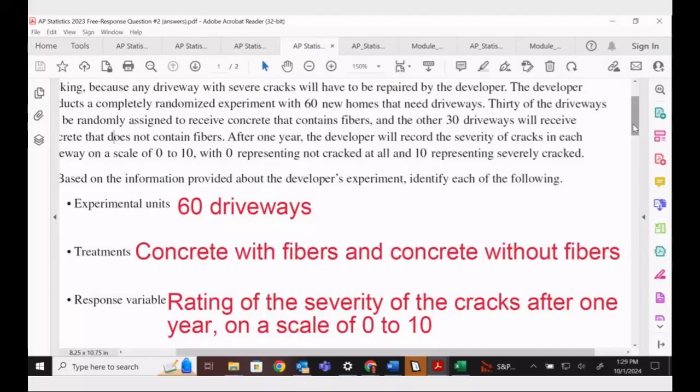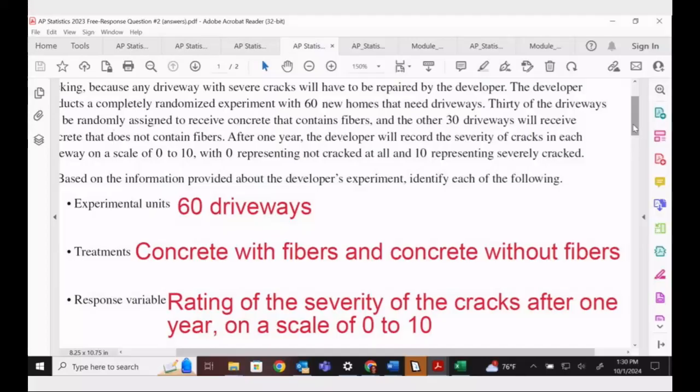When you're writing these down for experimental units, what is it that's being experimented on? For the treatments, what are they being randomly assigned to? And for the response variable, make sure that you know exactly what is going to be recorded about each of these things. All right, talk to me about an appropriate method that we could use to randomly assign.